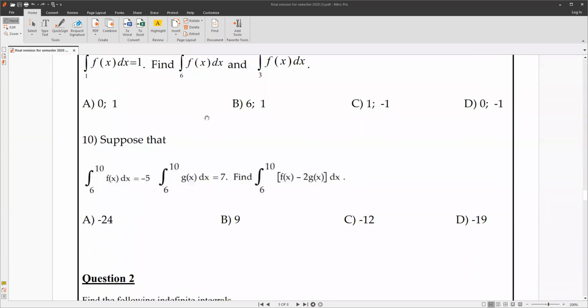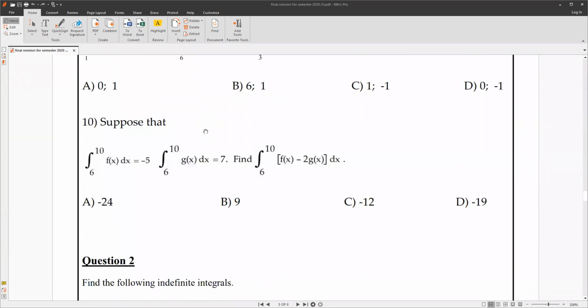For this function, just apply the rule of the definite integral. Look here, this is so easy. I give you the definite integral of a function f of x from 6 to 10. It is what? -5. That is given. The definite integral of function g of x with respect to x from 6 to 10 is 7. Find the definite integral of this function.